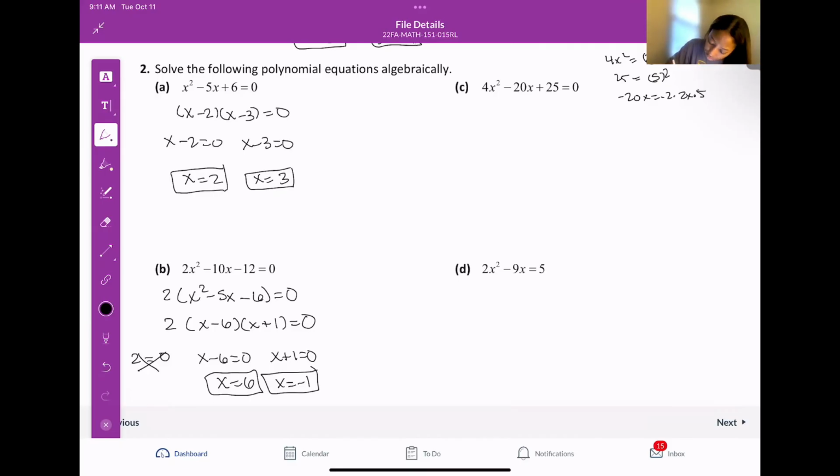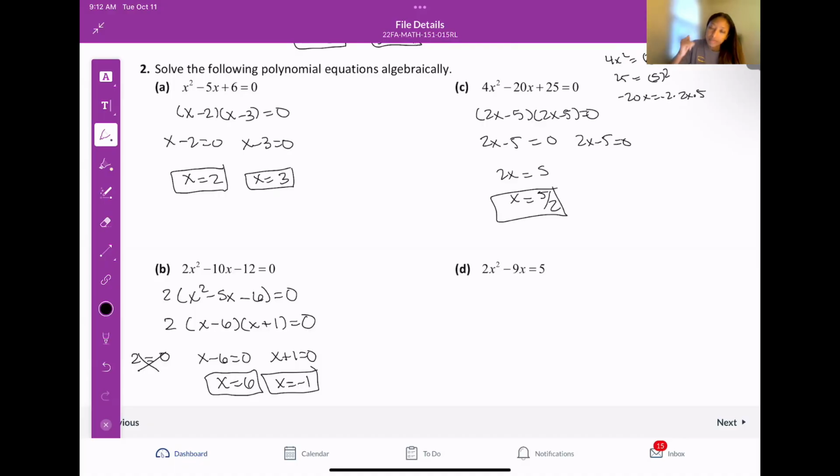Okay, so this is going to factor to 2x minus 5. It's a minus 5 because that middle term is being subtracted, all squared. Or you can write it as, if it helps you visually, 2x minus 5 times 2x minus 5. Then we set our factors equal to 0, and we just get the same answer twice. So 2x is equal to 5 and x is equal to 5 halves.